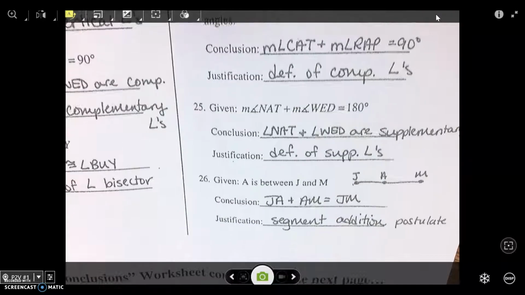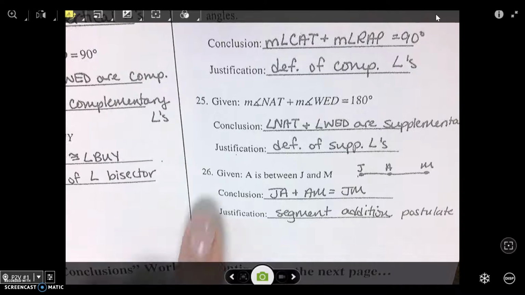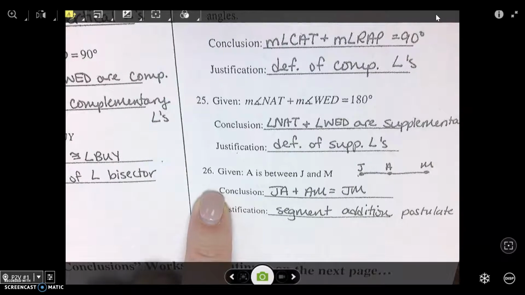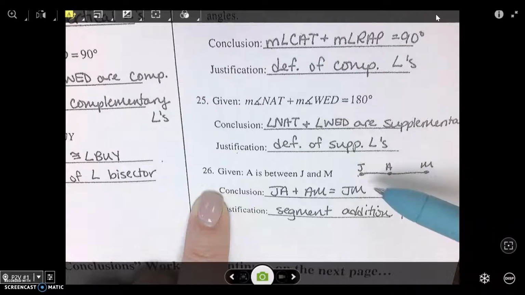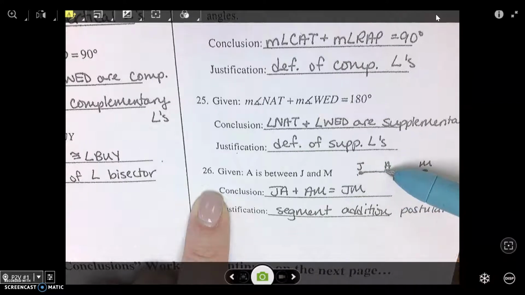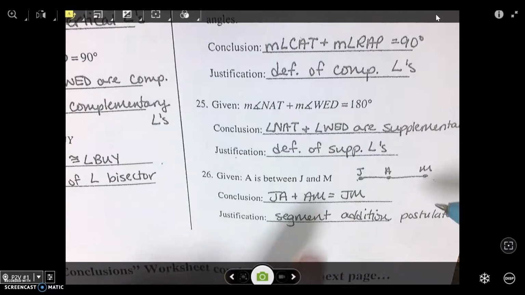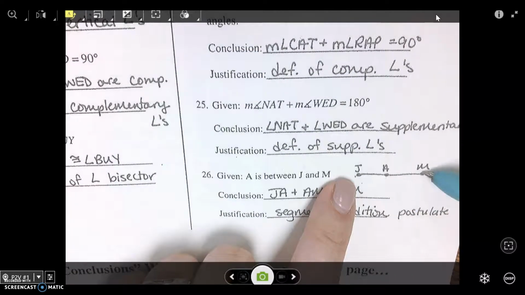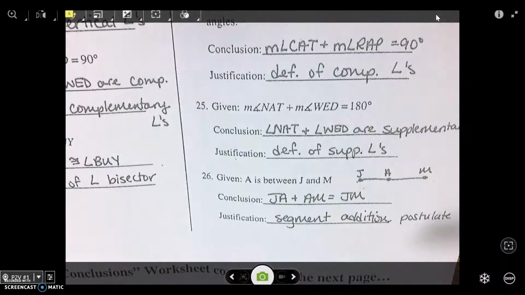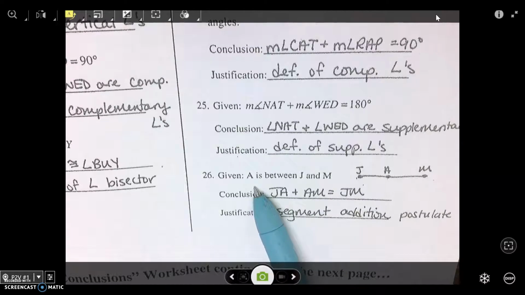And then lastly, number 26, it says you're given A is between J and M. Okay, so make a picture. If A is between J and M, you can use segment addition postulate. JA plus AM equals the whole thing, which is JM. It just says A is between. It does not say A is the midpoint.